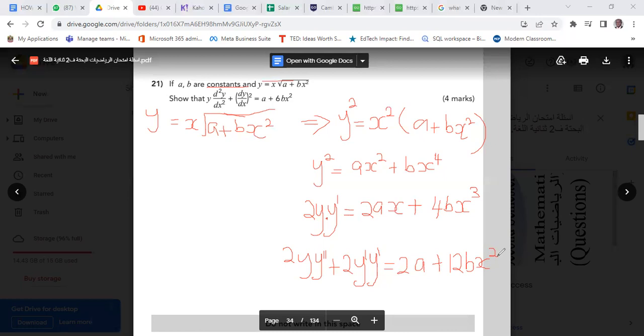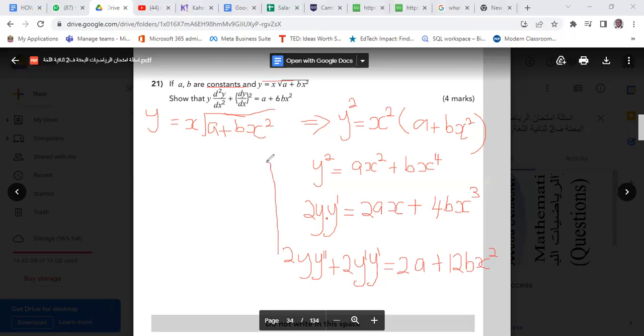This is my second differentiation. Are you following me? Okay. So what am I supposed to do next now? I can actually easily divide this by 2, because 2 is a common factor. I have 2 here, 2 here, 2 here, and 12 here. So I can easily divide by 2. When I do that, I will come up here. I will continue up here.